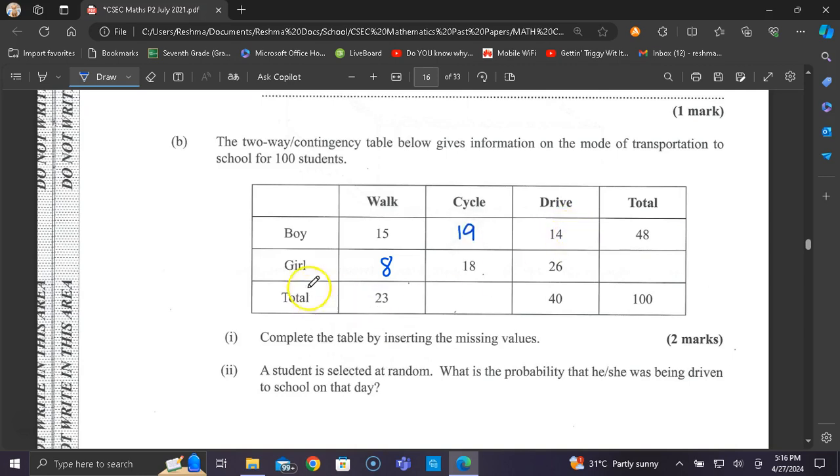And the total number of girls, if we add up 8, 18, and 26, or just subtract 48 from 100, that will give us 52. And lastly, the total number of students who cycle, if we add 19 and 18, that will give us 37. Okay, so that's your 2 marks.